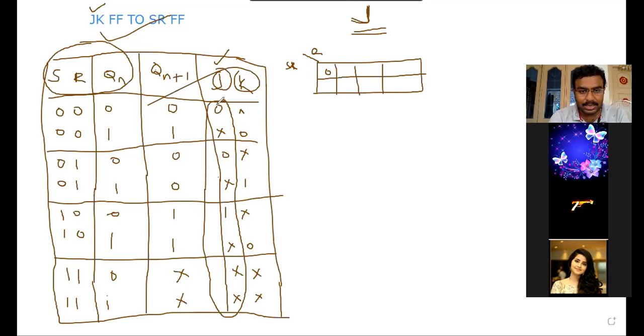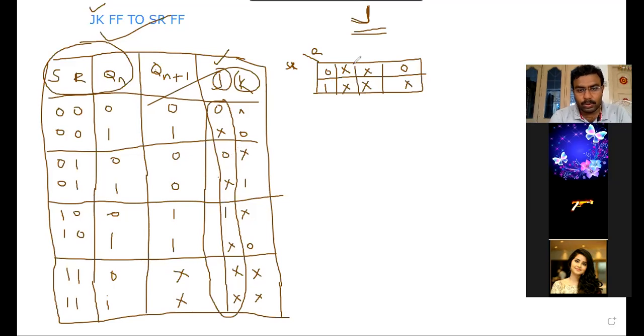So I'm taking 0. What is the next value? Don't care. The third one is 0. Next, 1. Then don't care, don't care. Then 1, then don't care, don't care, don't care, and don't care. Okay, I have conditions like this, guys.